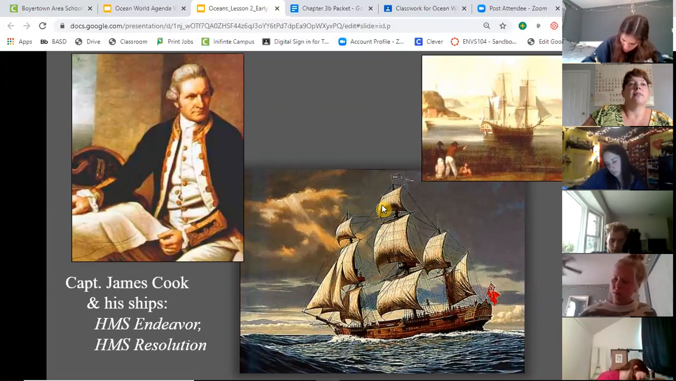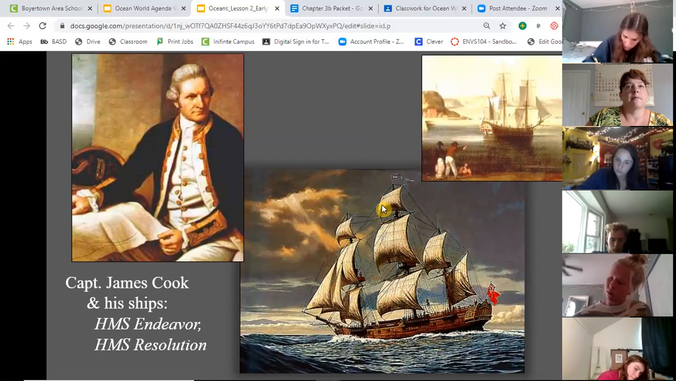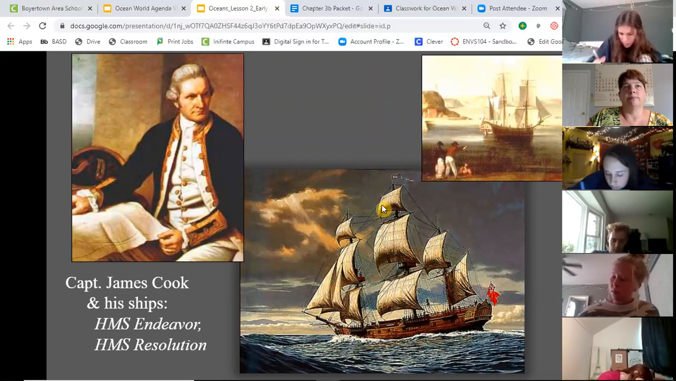The first in 1768 was on the HMS Endeavour. And if you don't know what HMS stands for, it's Her Majesty's Service. It's the way the British named their ship. He was going to explore the South Pacific on that voyage. And he actually did find New Zealand and the Great Barrier Reef during that first voyage.